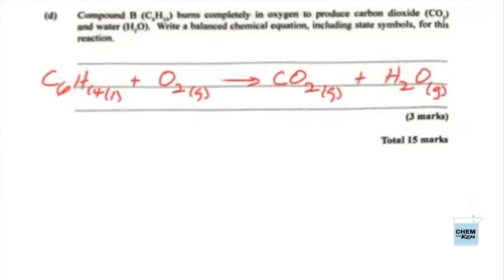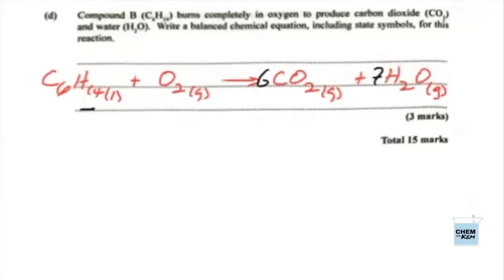All right, so first things first. We have 6 carbons on the left, so we would put 6 in front of the carbon dioxide on the right. Now when we do that, that balances the carbon. We now move on to the hydrogen. We have 14 from C6H14, so we'll put a 7 in front of the water. And we get 7 times 2 is 14 over on the right-hand side. So that balances the hydrogen.